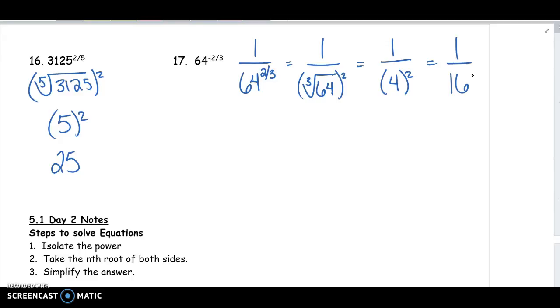If you were to punch this into your calculator, 64 raised to the negative 2/3, you'd get some decimal. And if you didn't know to change that decimal back to a fraction, you would never know that the answer was 1/16. So by using the negative exponent property, changing it to radical form, and then using your perfects chart, you can get the answer without having to punch it into your calculator, without having to change it back to a fraction.